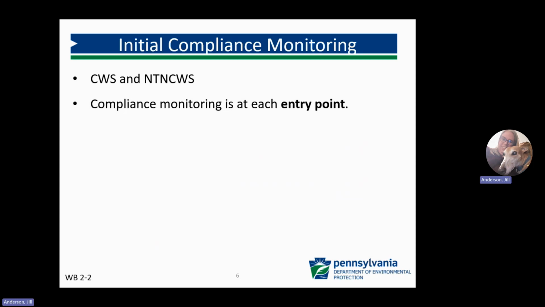Now let's begin our monitoring discussion with initial compliance monitoring requirements. Community and non-transient non-community water systems are required to conduct initial monitoring. It will also be required for BVRB systems, which we'll discuss separately later in this lesson. Since PFAS are a type of synthetic organic chemical, or SOC, the monitoring and reporting requirements for PFAS were built from the existing SOC requirements. Compliance monitoring is required at each entry point.